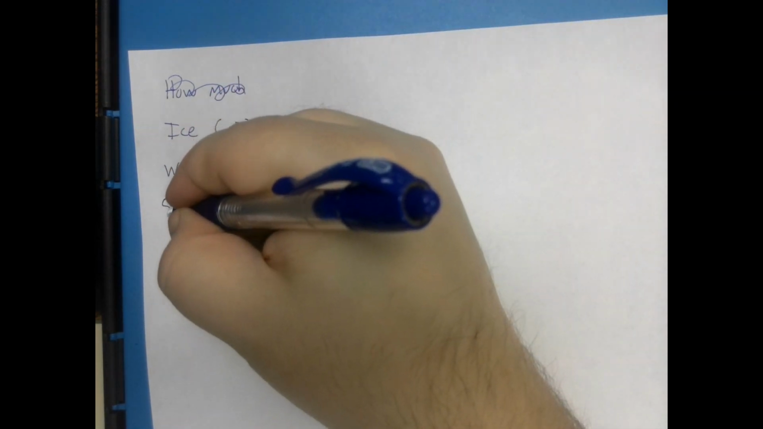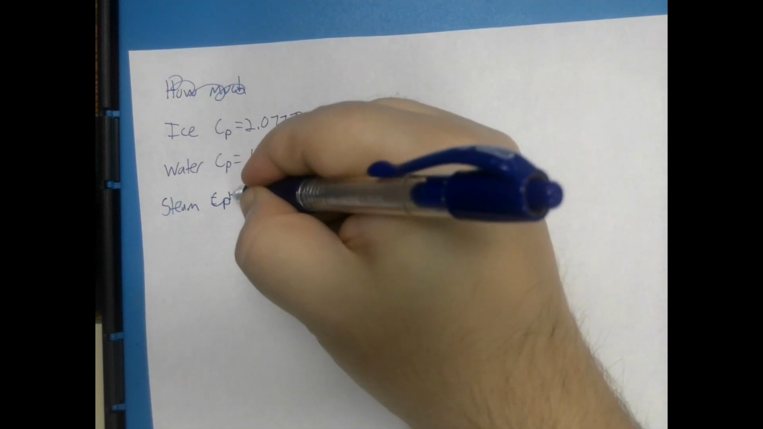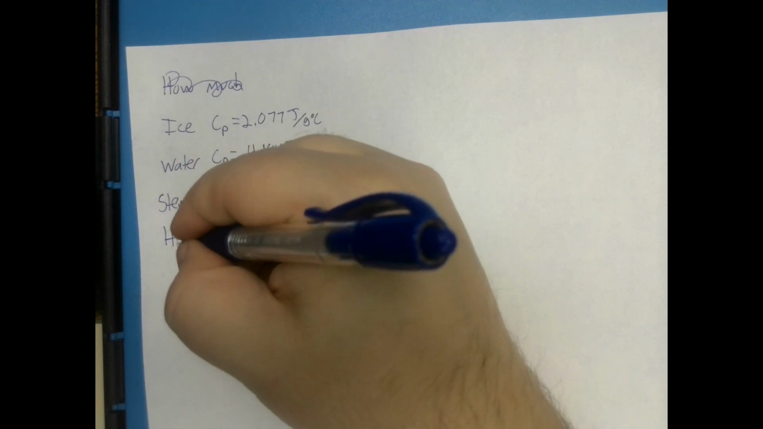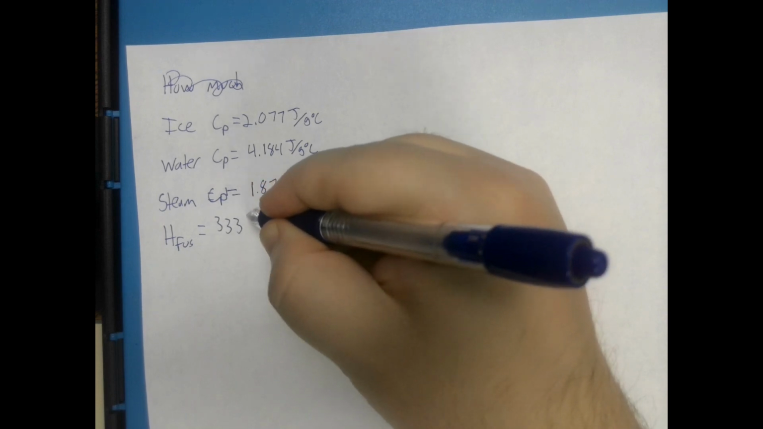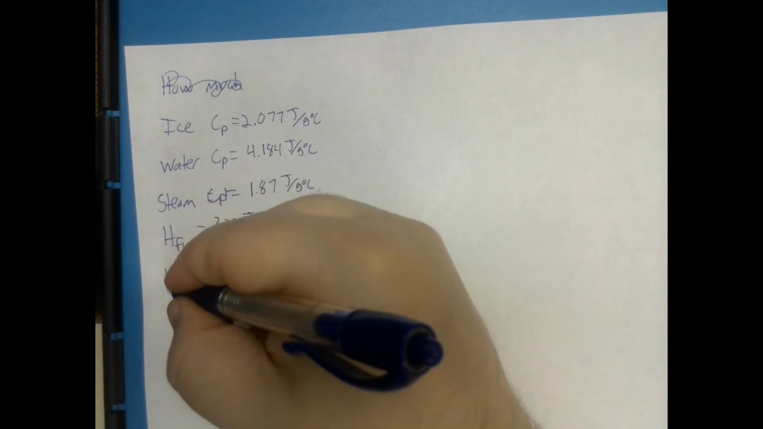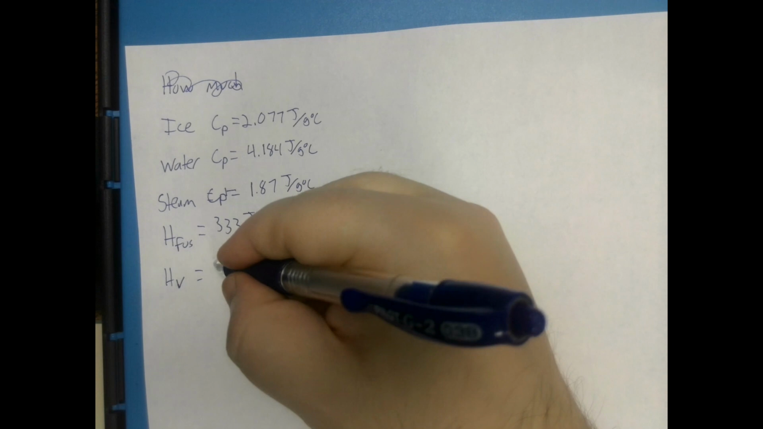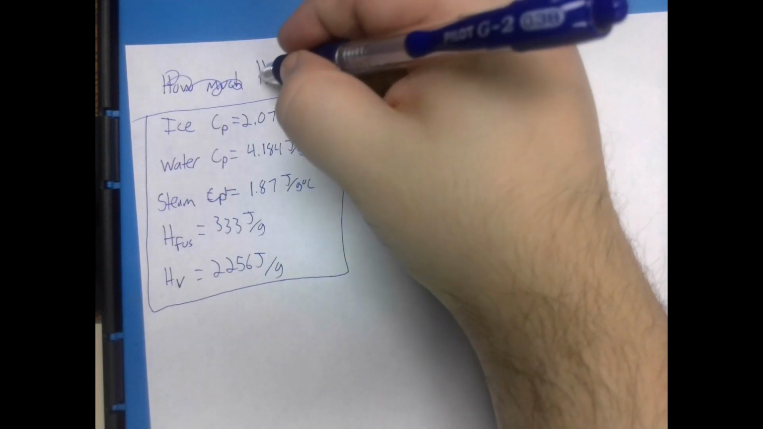And steam, CP is equal to 1.87 joules per gram degree Celsius. Heat of fusion, or HF, is 333 joules per gram. And heat of vaporization is 2,256 joules per gram. We'll assume these are constant, and this is for H2O.